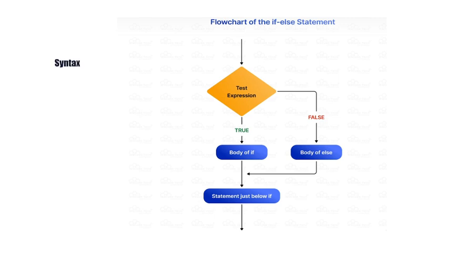And this is the flowchart for the if else statement. If the test expression is true, the body of if will execute, and if the test expression is false, the body of else will execute, and below both, the statement just below the if else will execute. That means the final statement can be executed as per the requirement of the programmer.